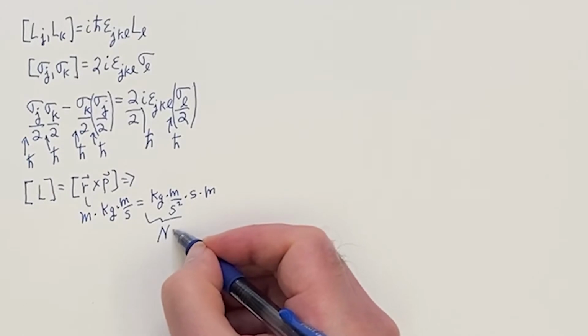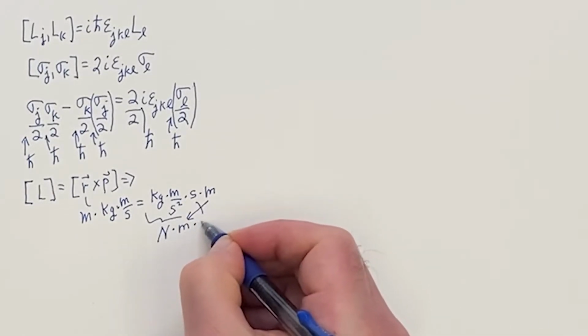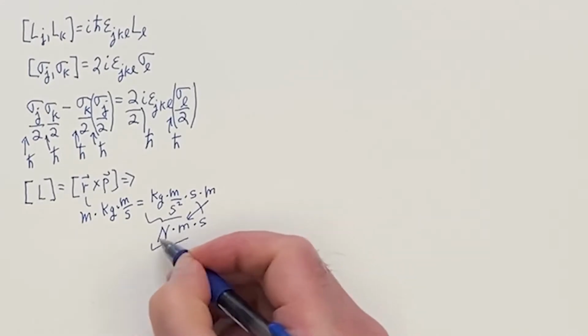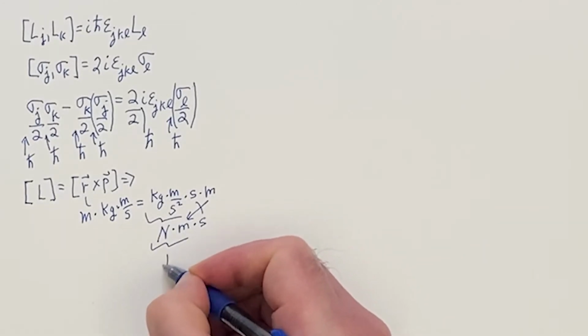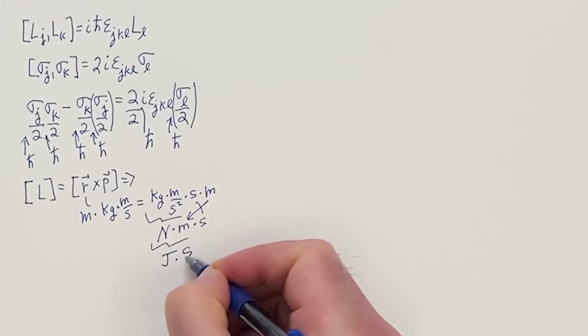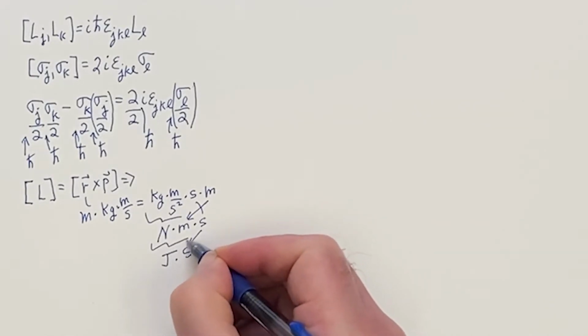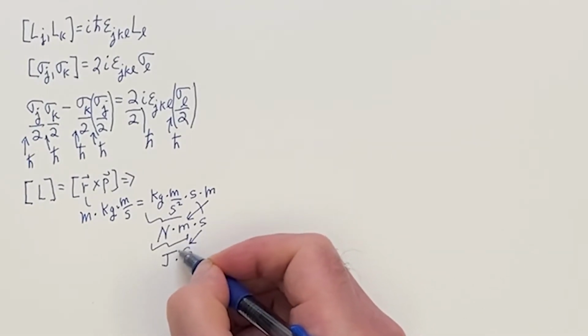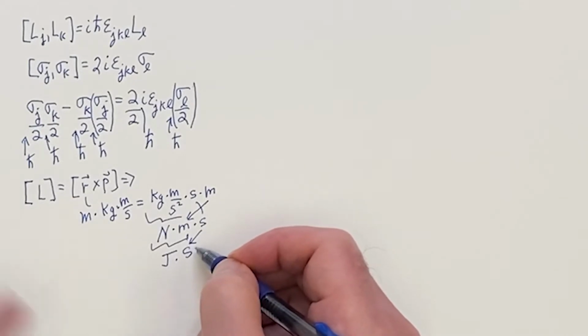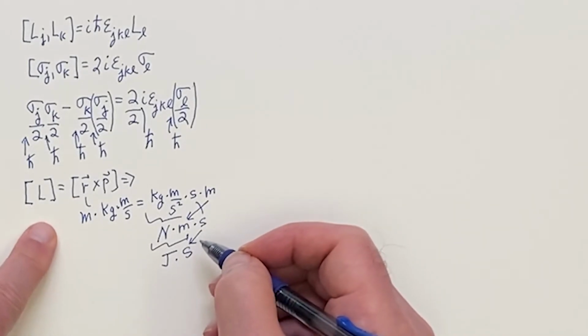And then here, I'm going to put this m first and put the s over here. This is force times distance. This is work, so that's joules. So your units here are joules times seconds for your angular momentum.